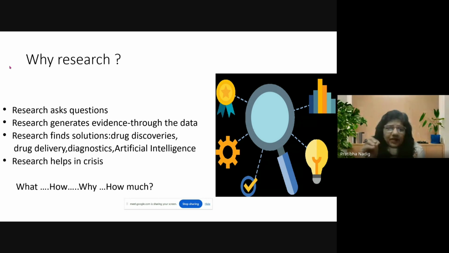And research helps in crisis. Didn't we observe during COVID, so many people worldwide suffered, and that triggered research, and people who were already in the field, people who had laboratories set up, people who had skills of doing research, came out with wonderful solutions. And that really helped us to tide over the crisis, either in vaccine development or detection or treatment, in all the aspects of this disease. Therefore, research will address what, how, why, how much, each of these questions and many more.